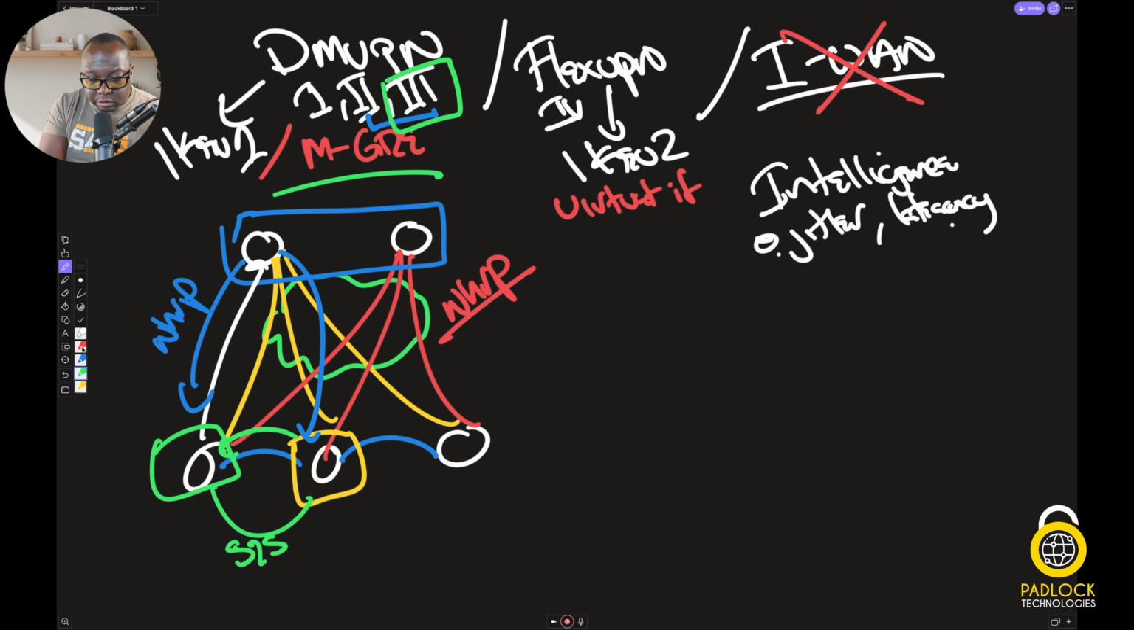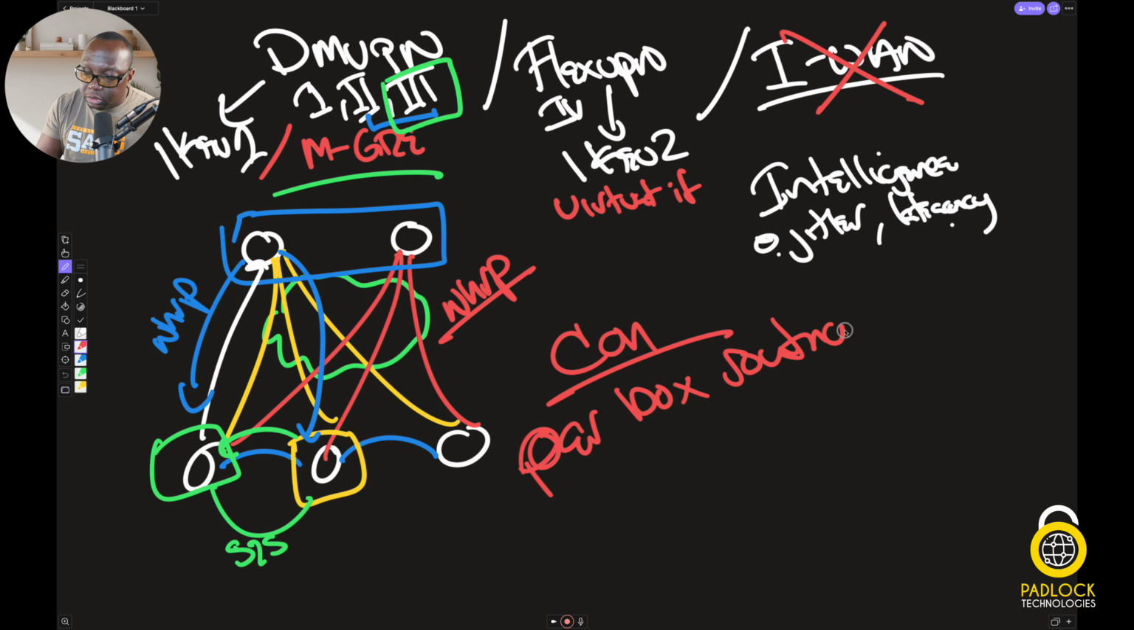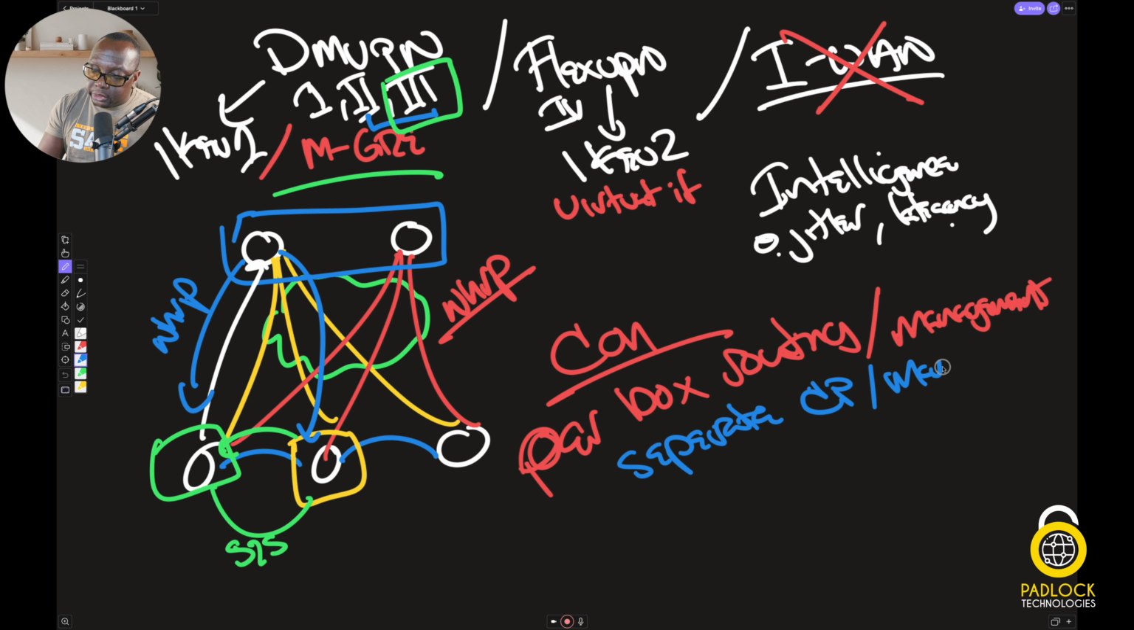Now, what are the cons of this? Well, the big con of any of these is per box routing and management. So this per box routing and management means it was a separate control plane and management plane per box. Hopefully you guys don't hear my dogs, by the way. So routing on site 1 would be different from routing on site 2, then site 3, and then the 2 hub sites, hub 1 and hub 2.